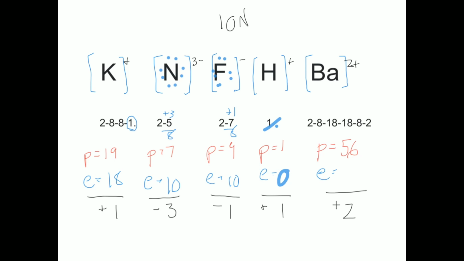Finally, barium. If barium were to have a +2 charge, it should have 2 more positives than negatives. That means it should have only 54 electrons. That means we're going to remove the valence electrons. So again, we can see the trend is positive ions have no electrons, while negative ions tend to have 8 valence electrons.